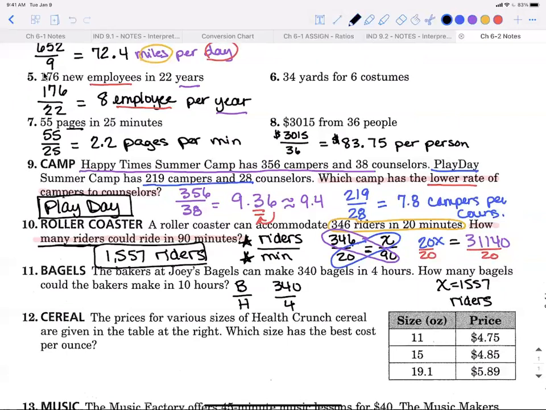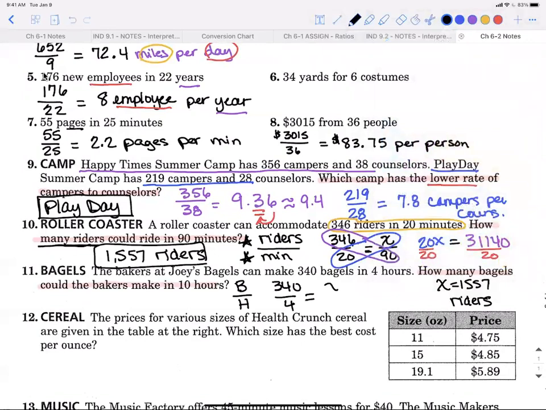And then look at your question, right? Your question is how many bagels could be baked in 10 hours? That's my question. So I'm going to set up the other half of my equals. How many bagels? So where's my variable going to go? Zach, what do you think? Where's my variable going to go? Top or bottom?